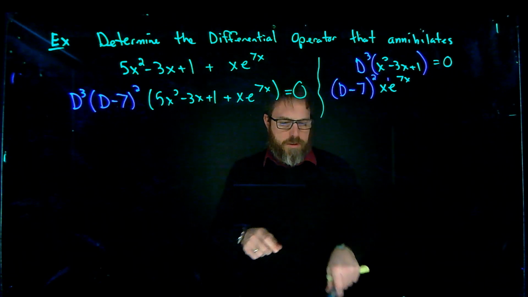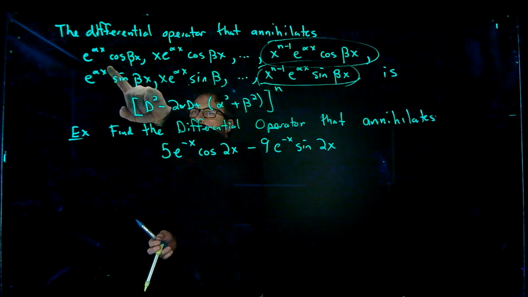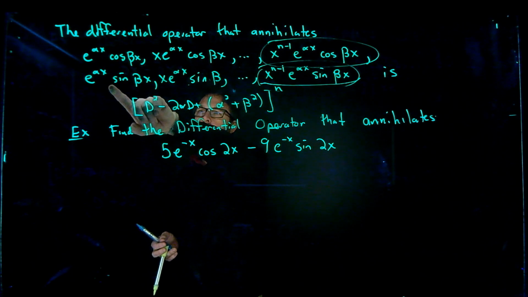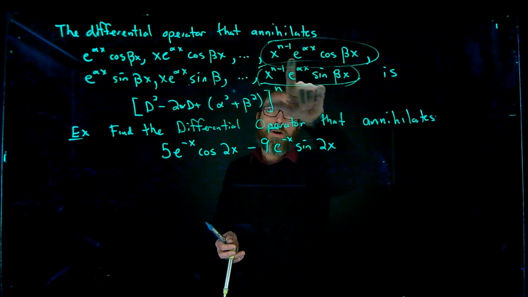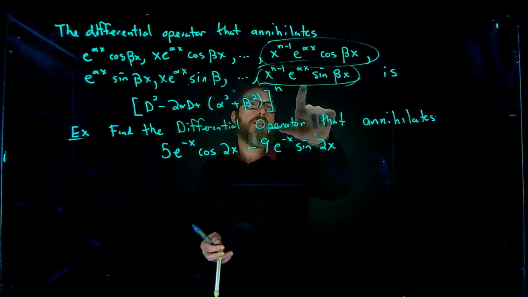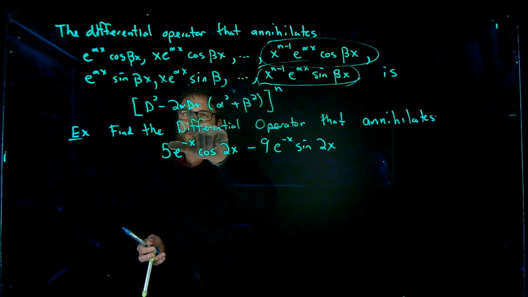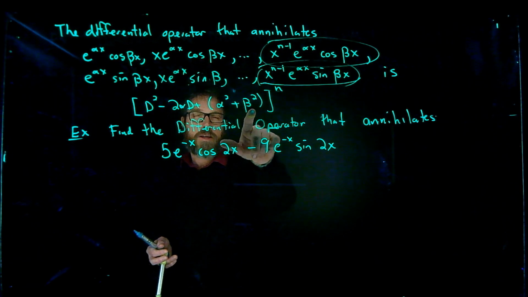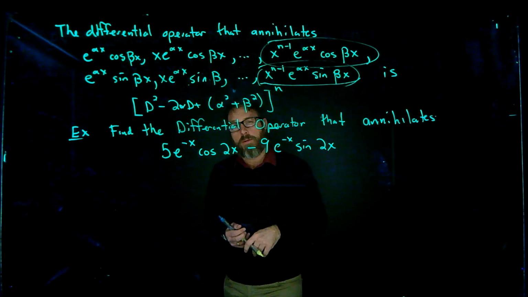One more family and then a special case of that. So the differential operator that annihilates exponentials and trig functions together, so e to the alpha x cosine beta x or e to the alpha x sine beta x. And then also when we introduce a polynomial in front, so in general, like x to the n minus 1 e to the alpha x cosine beta x, or x to the n minus 1 e to the alpha x sine beta x, is going to be equal to this differential operator. So you can see your alpha being here, your beta being here, and then your n being 1 bigger than the power on that polynomial like before.